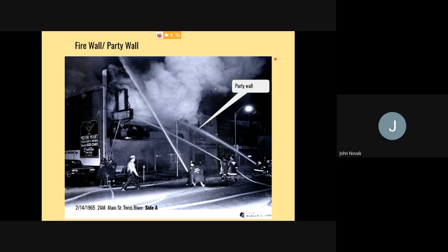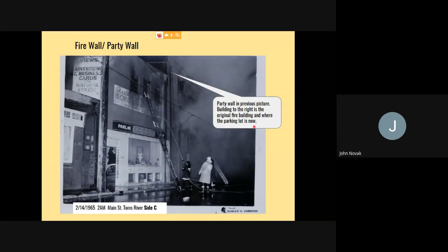So party walls. I'm going back to this same picture that I showed previously, but again, this was February 1965. This is a party wall right here, all right? This is what pretty much kept the fire from extending to the Delta side, the Delta exposure, or the number 4 exposure. Again, fire's up here in this pool hall. The building to the right is the original fire building. All right, so there's the party wall right here.